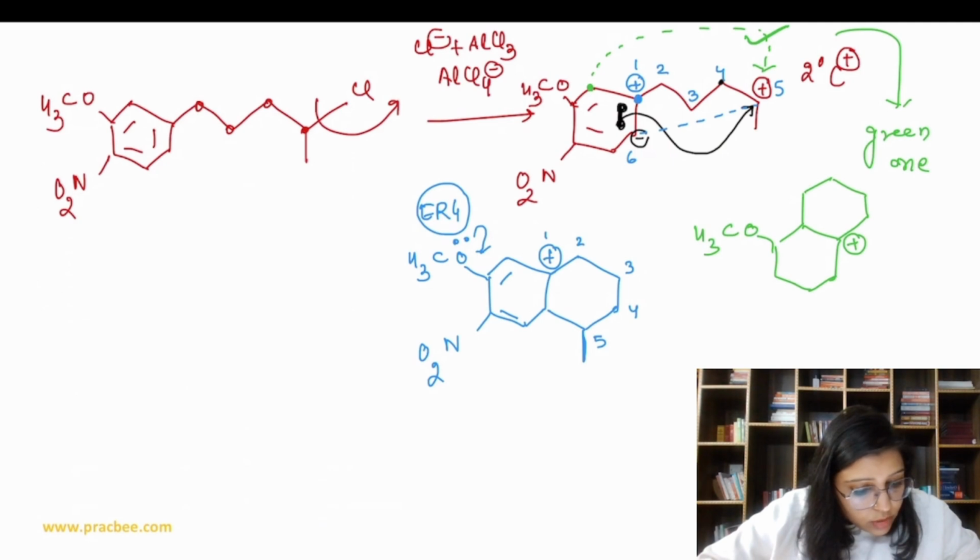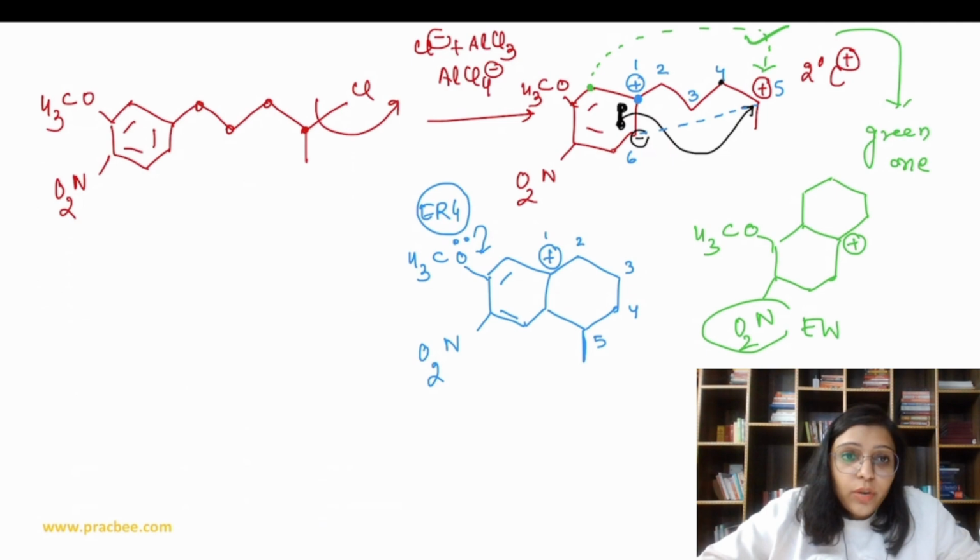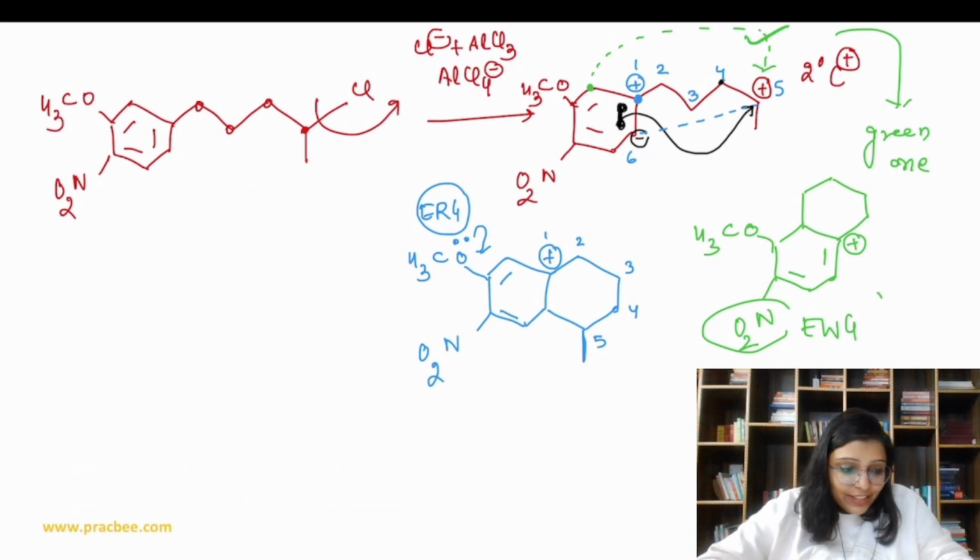Okay beta, the positive charge over here is nearer to the electron withdrawing group, the beta electron withdrawing group. So it destabilizes, right? So it is less stable. So this is not going to happen.